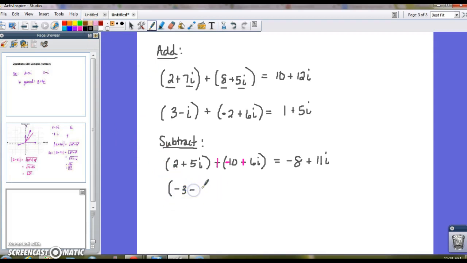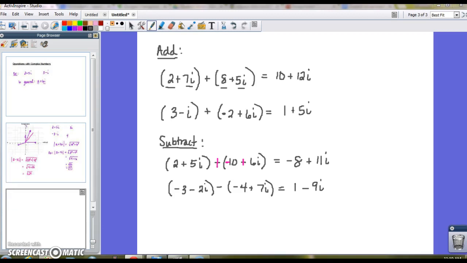Negative 3 minus 2i minus negative 4 plus 7i. So I have negative 3 minus a negative 4, so that would be plus 4. Negative 3 plus 4 is just 1. I have negative 2i minus 7i would be negative 9i. This is where I see the most mistakes when people are doing subtraction. They mess up a sign in there. So make sure that you are careful with that.